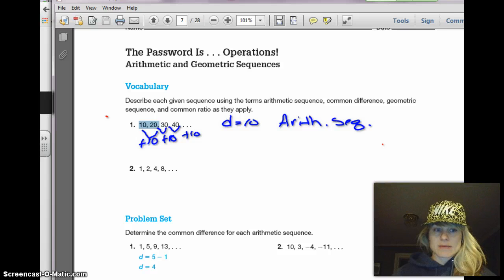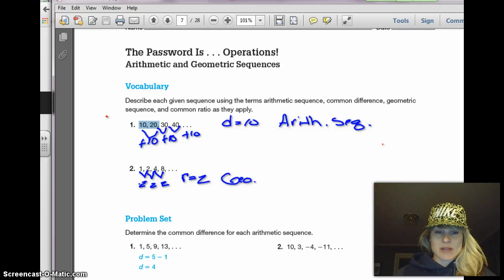Okay, here I see it's going up, and let's see, if I add 1, I get 2. If I add 1 here, I don't get 3. So that's not arithmetic. So it must be geometric. If I times 1 by 2, I get 2. If I times 2 by 2, I get 4. And if I times 4 by 2, I will get 8. So this has a common ratio of 2, and therefore it's a geometric sequence. So they're either going to be adding, subtracting for arithmetic, or multiplying, dividing for geometric.